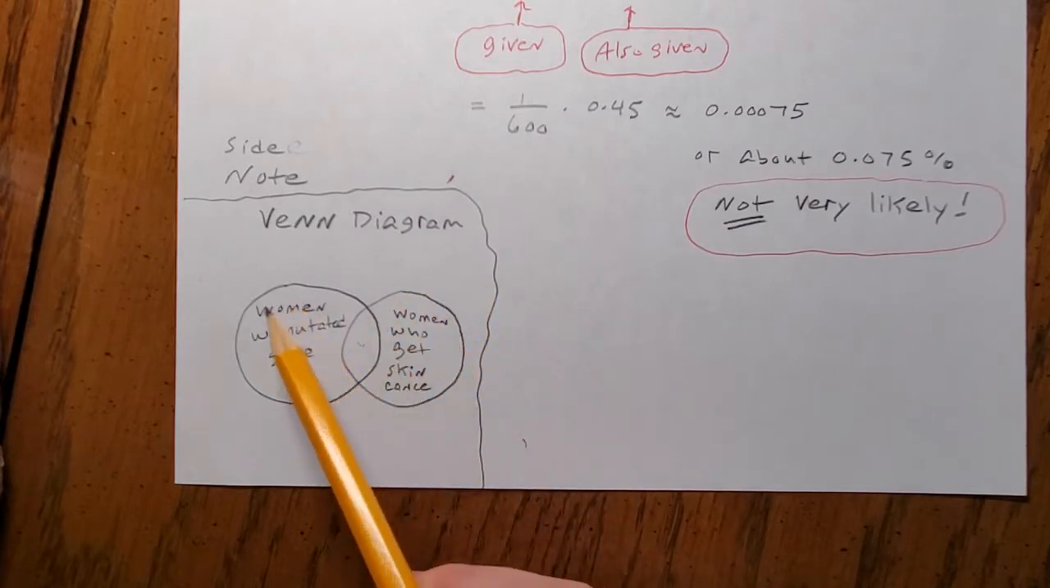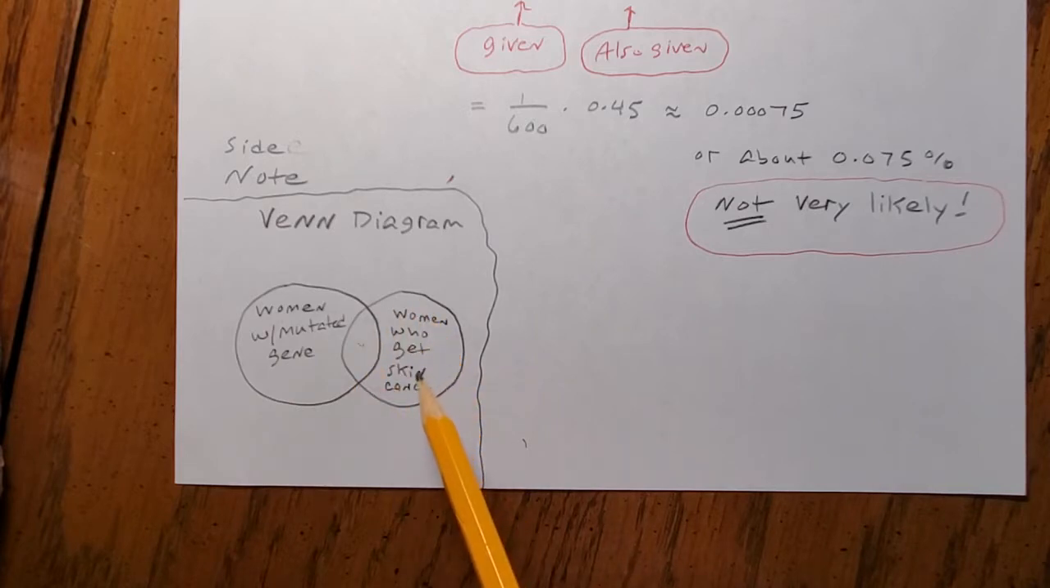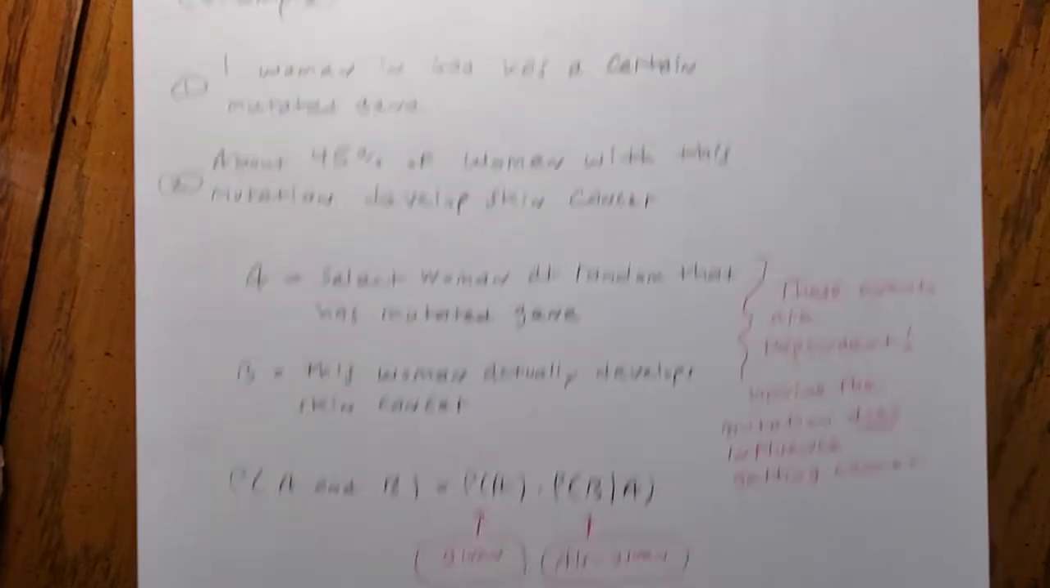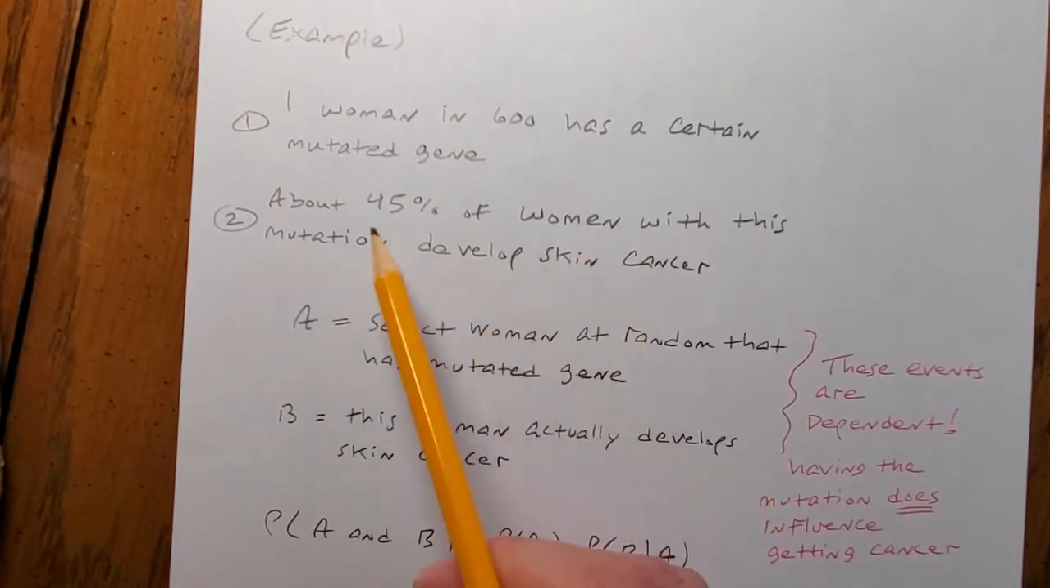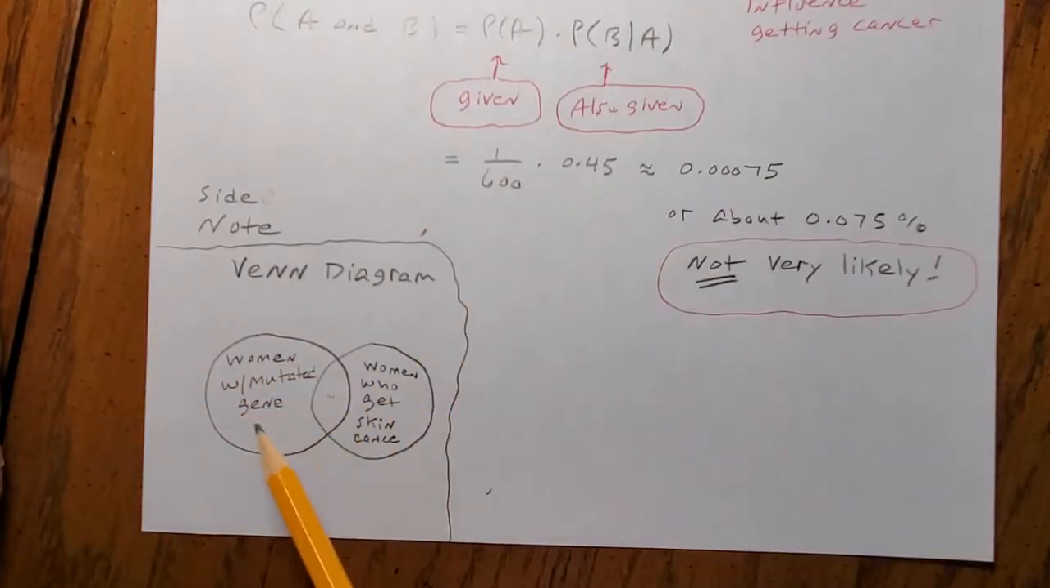And then there are women with the mutated gene who don't get skin cancer, right? Now, all that was given up there, because it didn't say 100% of the women with this mutation get skin cancer. It said 45%. So that means that of the women with the mutated gene, some of them are here and get skin cancer, and some of them are here and don't, all right?